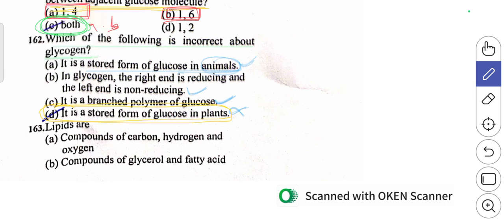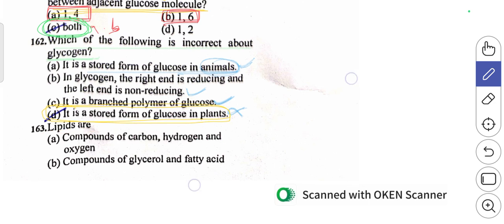So next one, what are lipids? The first one, A option, compounds of carbon, hydrogen and oxygen. So this is wrong, as you all know. Compounds of carbon, hydrogen and oxygen, that is carbohydrate. The B option, compounds of glycerol and fatty acid. This one will be considered right.